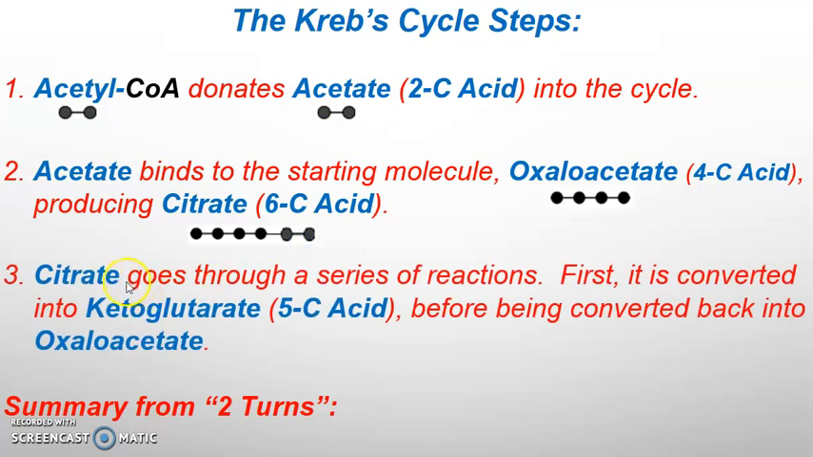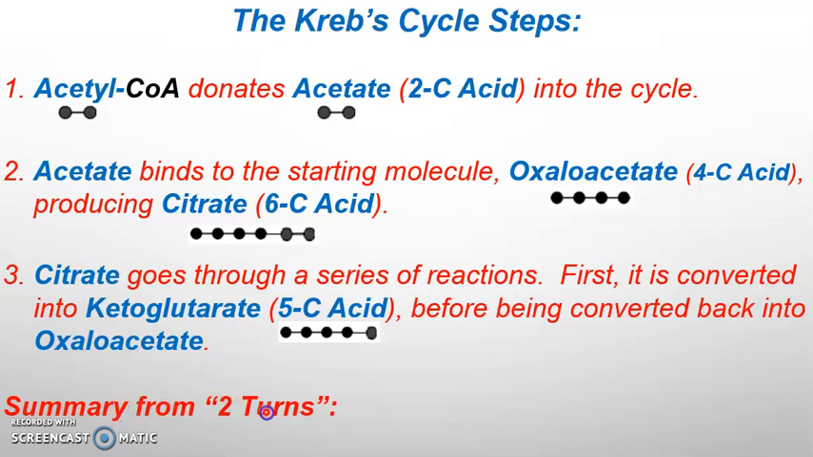So first, citrate here is going to go through several reactions. First thing that happens is it gets converted into what's called ketoglutarate, which is a 5-carbon acid. So we remove one of these carbons right here, leaving you with ketoglutarate, which only has 5 carbons. So right here is that reference point. What you'll do next is cut off the 5th carbon, leaving you with a 4-carbon molecule that needs to get regenerated back into what we started with, which was oxaloacetate.